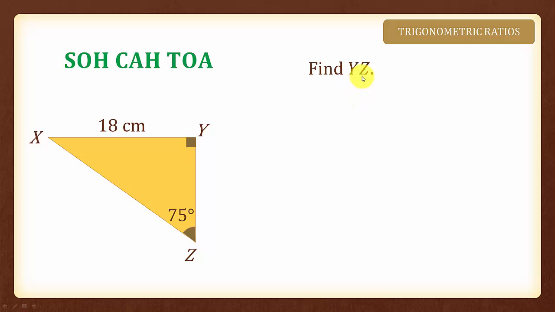Next, let us find the length YZ. Given the angle 75 degrees here, can you identify where is the hypotenuse, opposite and adjacent sides? Yes, XY here is the opposite side, while YZ here is the adjacent side. We do not need to label this side here because we are neither finding it nor are we given this length here. Using opposite and adjacent, which trigonometric ratio will you use? Yes, we will use tangent theta equals opposite over adjacent.